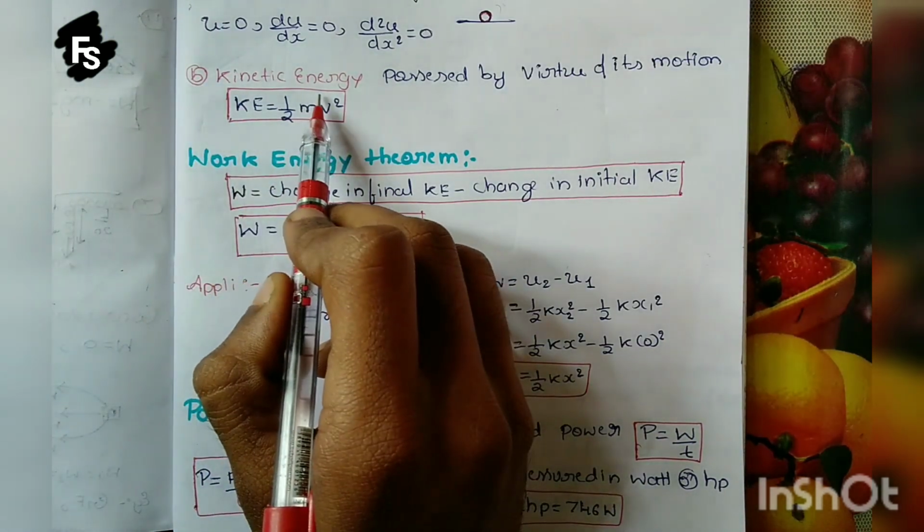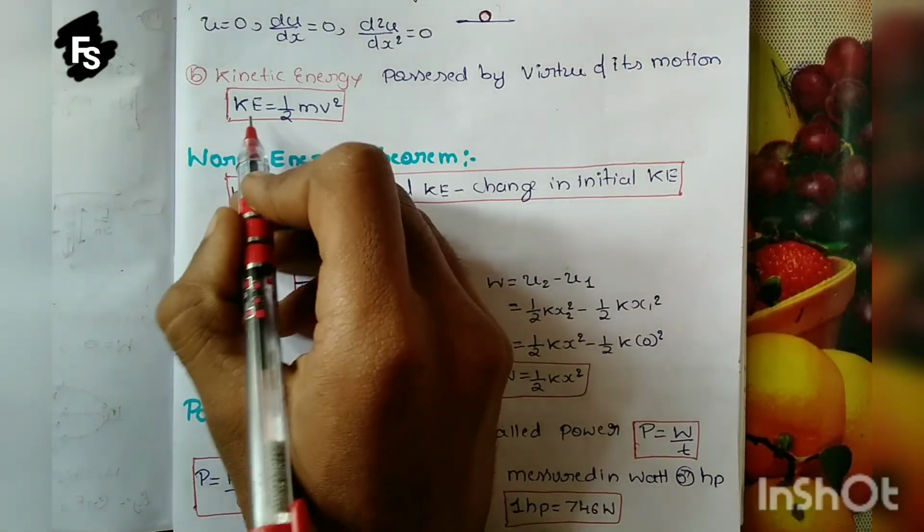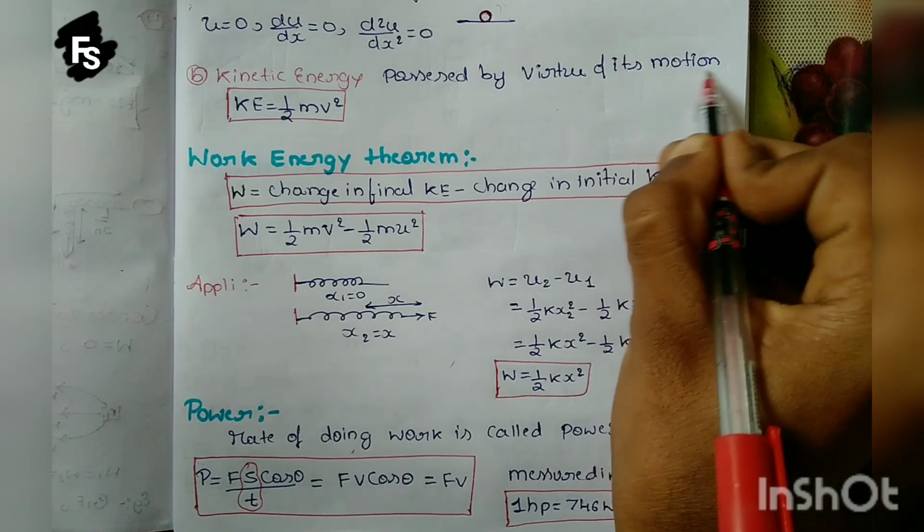Next we move on to the kinetic energy concept. Kinetic energy is possessed by virtue of its motion. Here kinetic energy is equal to 1/2 mv². This means it is possessed by virtue of its motion.